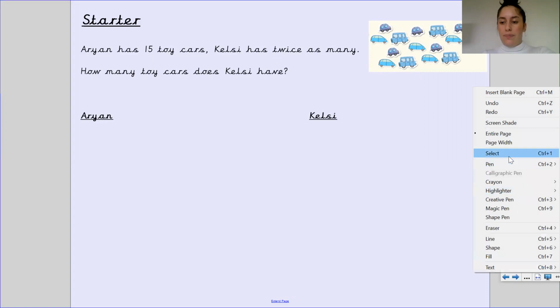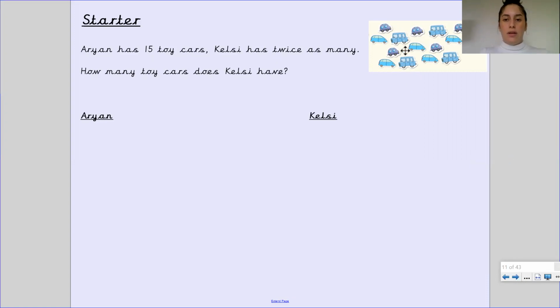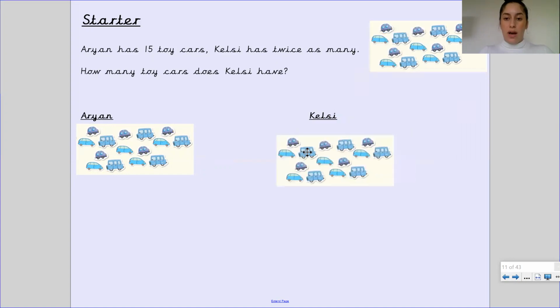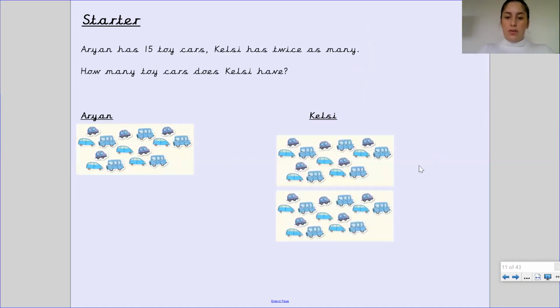Okay, so we know that Arian has 15 toy cars. These are the 15 toy cars that Arian has. Now we also know that Kelsey has twice as many. So whatever number of cars Arian has, Kelsey has twice that. So Arian has this many cars, Kelsey has twice as many. So how many cars does Kelsey have? Can you have a go now at representing this using a multiplication number sentence? How would you do that?